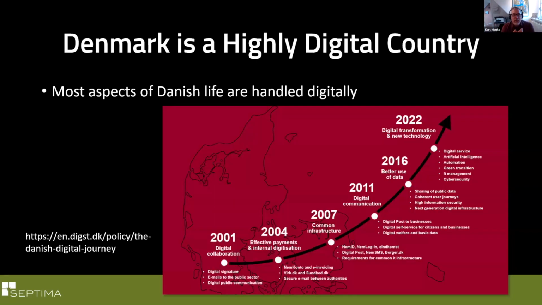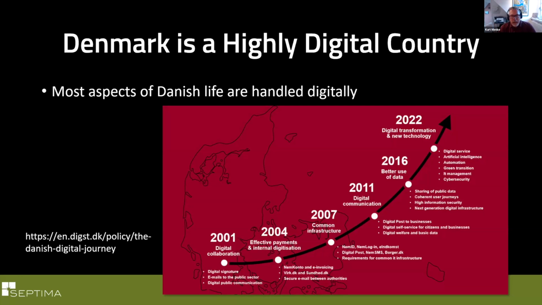First, Denmark is a highly digital country. Almost all aspects of Danish life are handled digitally. I found this nice chart that shows the trajectory of Denmark's digital infrastructure over the last 20 years. This includes almost everything: digital mail, digital banking, digital healthcare records. There's very little paper here. We even have a national system for two-factor authentication for everything we do online.